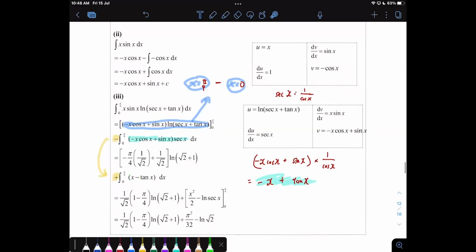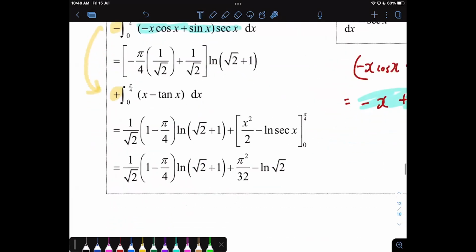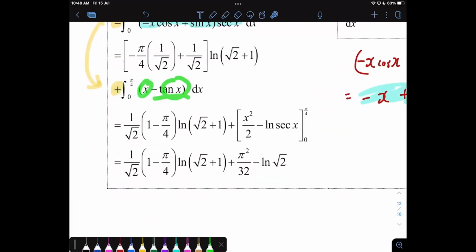So that's why you have a plus here, plus the integral of x minus tangent x. You just integrate term by term. Integrate x, you get x squared over 2. Integrate tangent x, you get ln secant x. It's in the MF26. Differentiate ln secant x, you get tangent x. Then square bracket, 0 to pi by 4, with a plus because we changed to a plus already. Then you just sub in x equals pi over 4, sub in x equals 0, then you subtract.